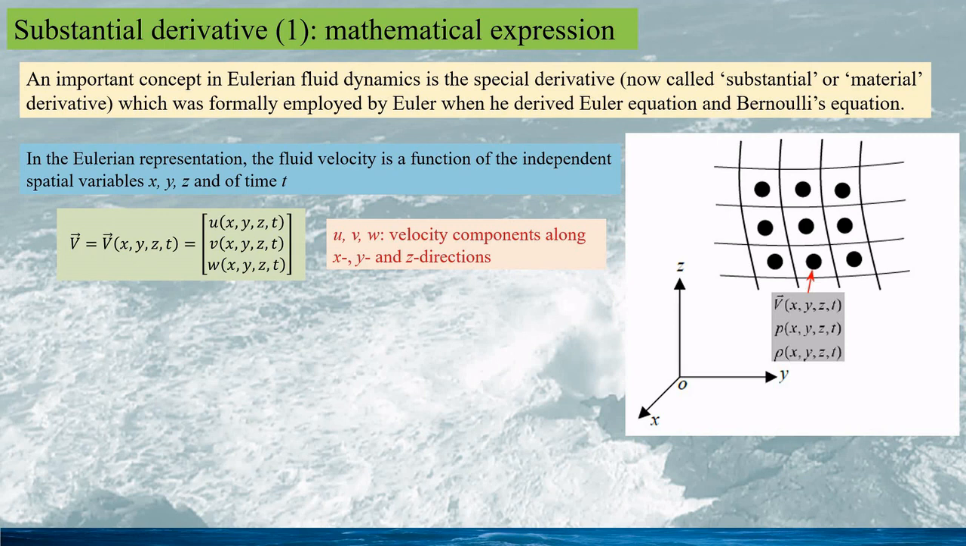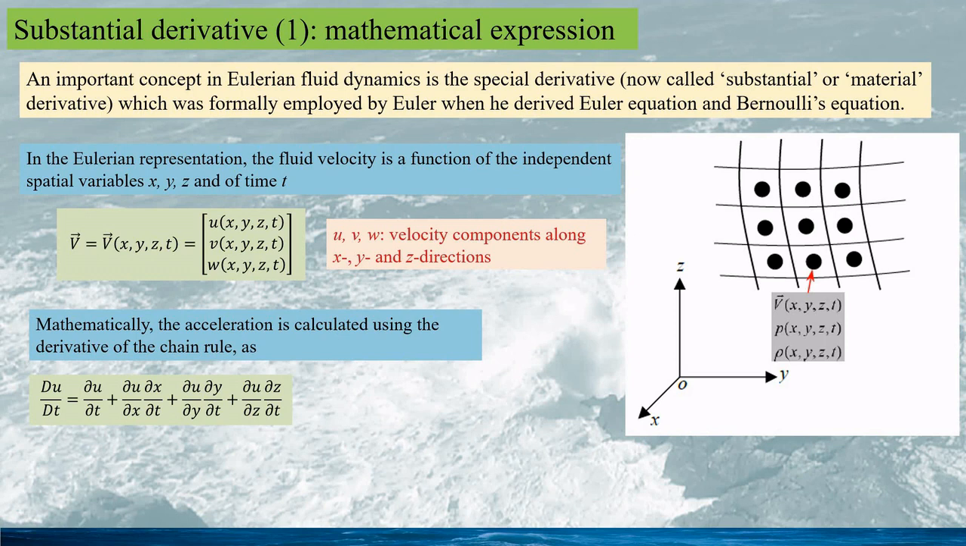vector, which is a function of the spatial variables x, y, z, and t. And in such an approach, the spatial variables x, y, and z are independent. As such, the fluid acceleration can be naturally calculated using the chain rule. Take the velocity component u as the example. Acceleration can be calculated as this, where the capital D means the substantial derivative.